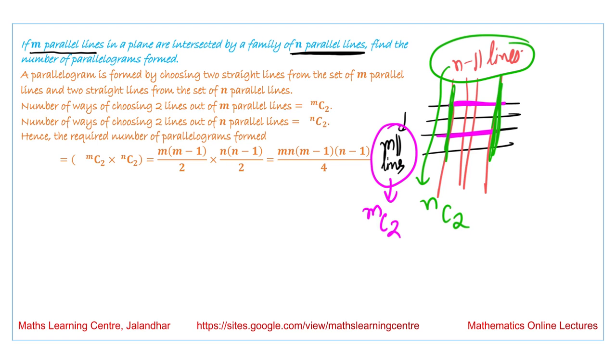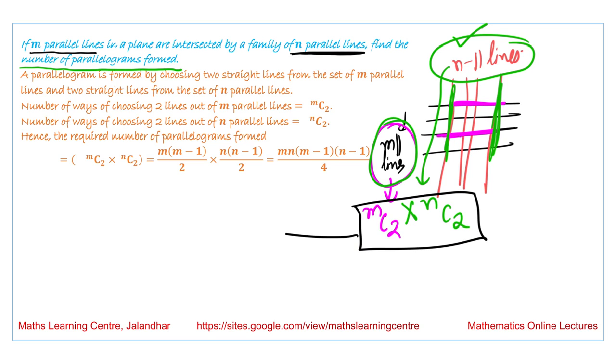So the total number of parallelograms we have: we choose 2 parallel lines from this set, and we can choose 2 parallel lines from the other set. So the total number of options, or the total number of parallelograms obtained, is equal to mC2 into nC2. On simplifying this value, you will obtain the answer in this form: m into n into (m minus 1) into (n minus 1) divided by 4. So these are the total values that we have.